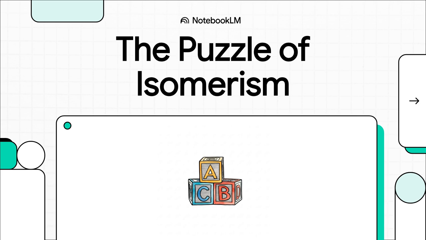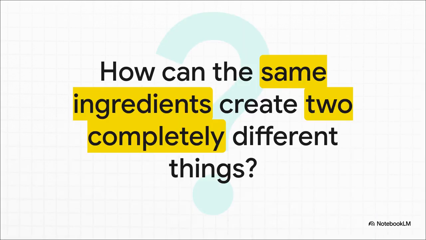Today we're going to dive into this really fascinating puzzle from the world of chemistry. It's a kind of identity crisis that happens at the molecular level, and it's all about how the exact same ingredients can end up creating totally different things. I mean, think about it. What if you had the exact same number and type of ingredients for a recipe, and yet you somehow ended up with two completely different dishes? Well, it turns out in the world of chemistry, this kind of thing happens all the time.